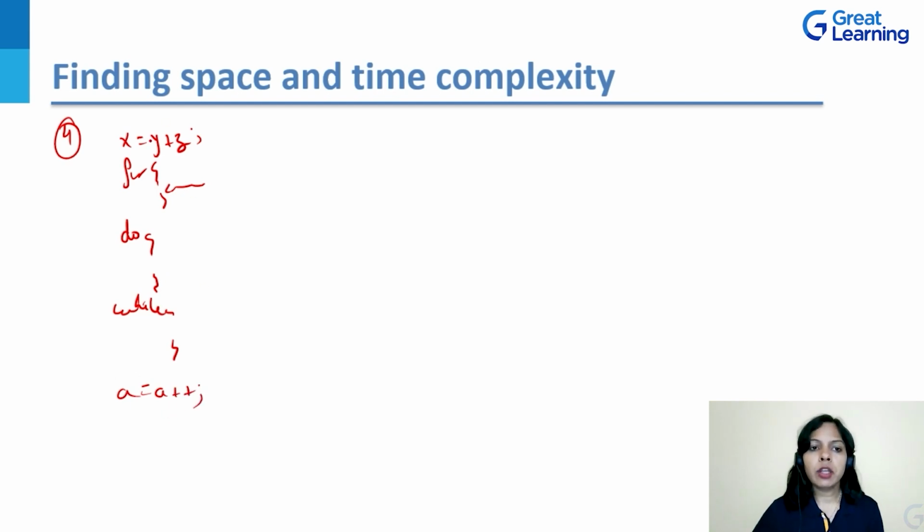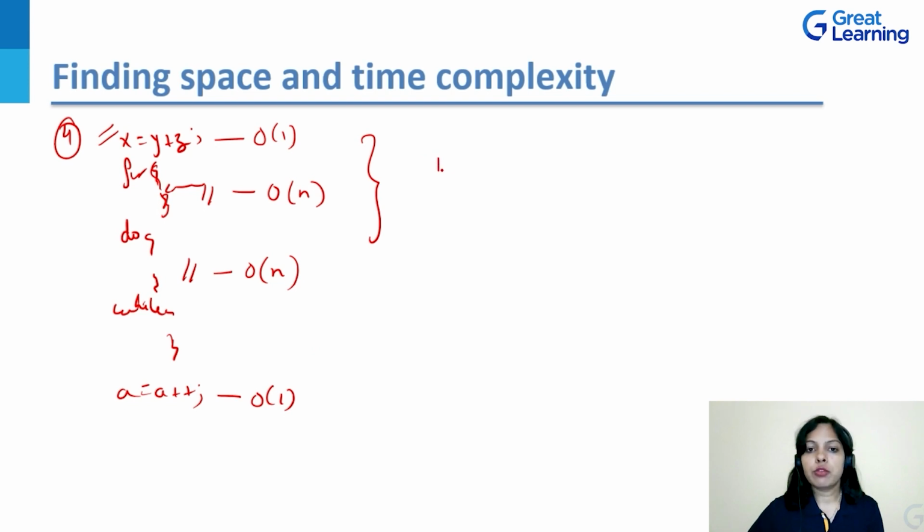Now what you'll do is start from the beginning of the code. So the first statement here takes how much time? Is it dependent on the input? No, every time it's going to be y plus z only, no matter whether the input is 1, 2, 3 or whatever. So it is constant time. Suppose this for loop takes time complexity of O of n. Then this do while loop also takes a time complexity of O of n. Then this a is equal to a plus plus statement takes constant time. Then what will be the final time complexity? The final time complexity is going to be the summation of all, that is 1 plus n plus n plus 1.